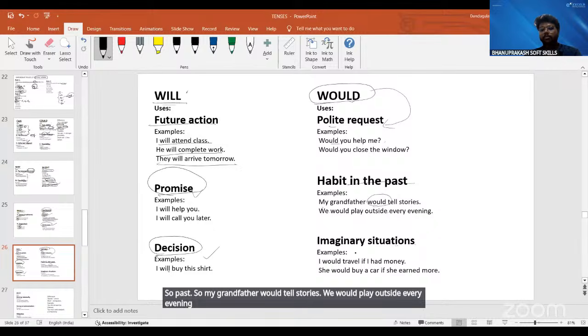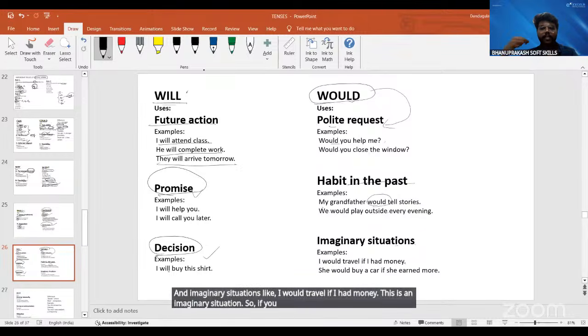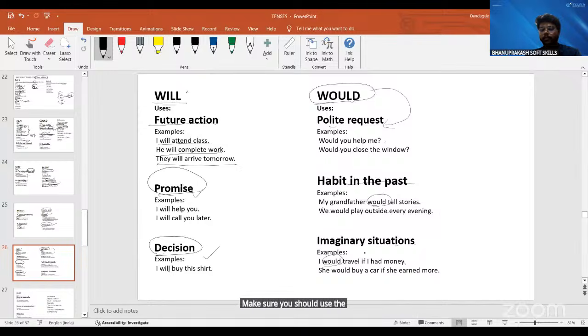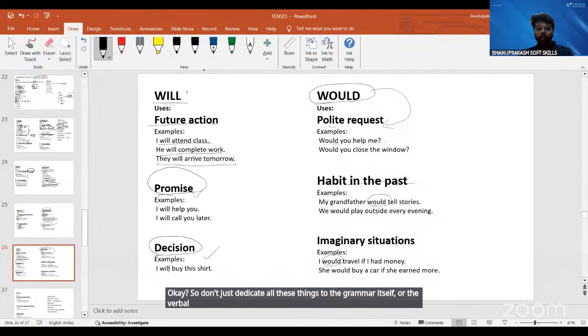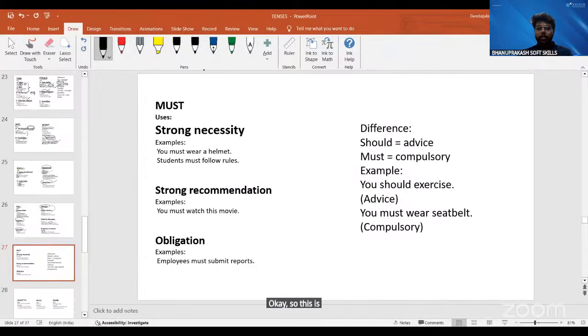And imaginary situations like I would travel if I had money. This is an imaginary situation. So if you want to highlight any imaginary situation, make sure you use the word would. Okay. So don't just dedicate all these things to the grammar itself or the verbal ability itself. You should focus on all these things mainly during our communication. So it will be good. And she would buy a car if she earned more. Okay. So this is an imaginary situation.